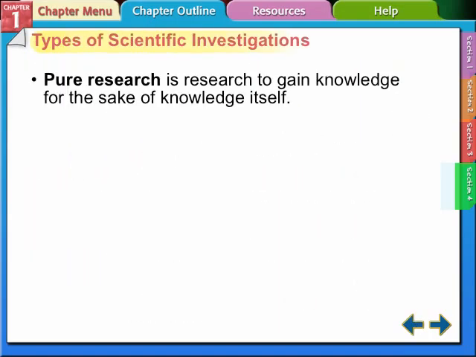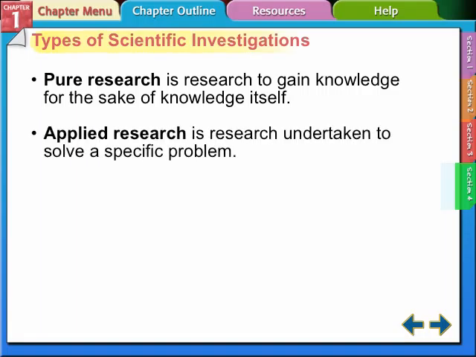Okay, types of investigations. Pure research. Pure research is the research that you, in a sense, are doing. What are you trying to do? You're trying to gain knowledge. What knowledge are you gaining? Knowledge of chemistry. You're gaining knowledge for the sake of knowledge. You're not going to do anything with it right now. You're gaining it to establish your base. You want to know. So in a sense, you're conducting pure research.